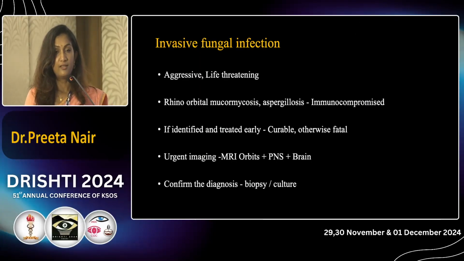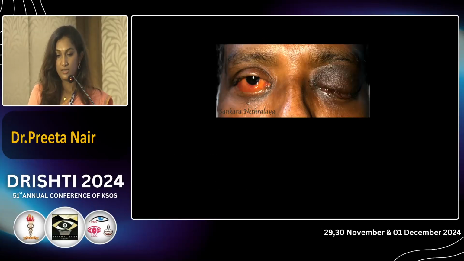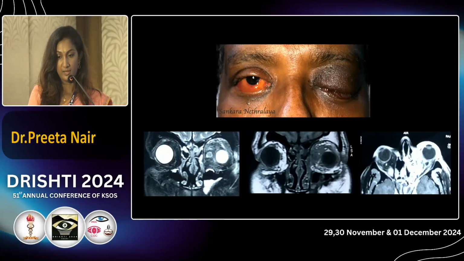So, in another case of invasive fungal infection, where the patient also presents with similar orbital cellulitis, it's an aggressive, life threatening condition. If it's identified and treated early, it is curable; otherwise, it's going to be fatal. Urgent imaging is recommended, followed by biopsy or culture to confirm the diagnosis. This is another 54-year-old male who presented with severe proptosis and painful ophthalmoplegia. He was a high diabetic.